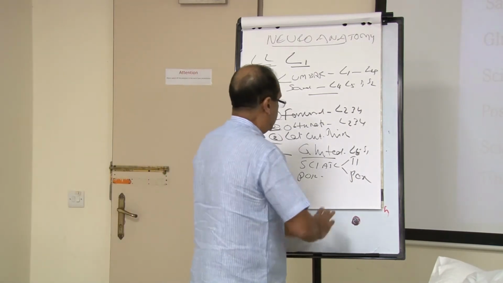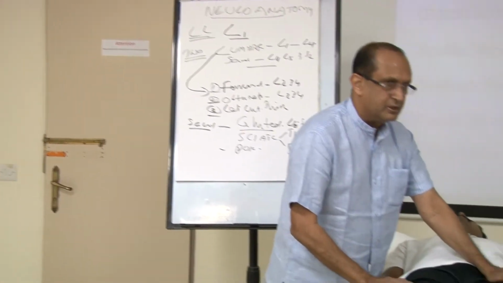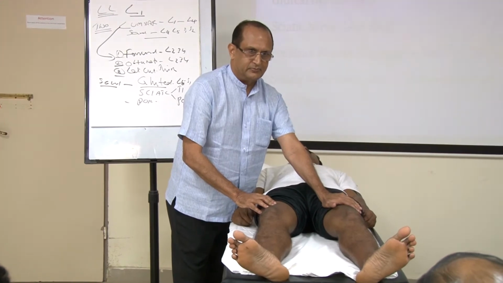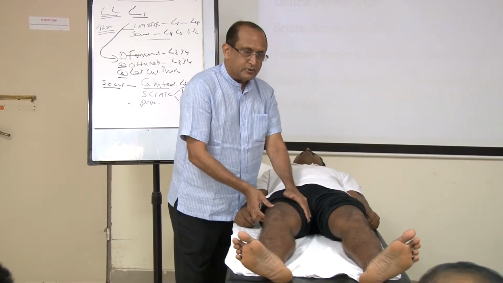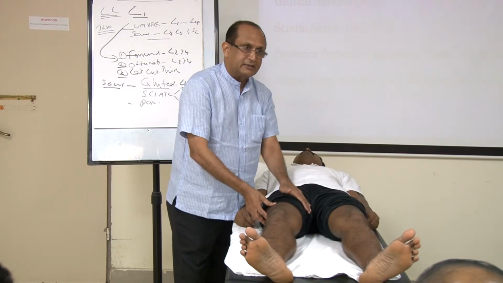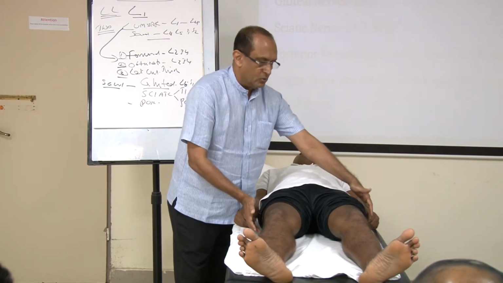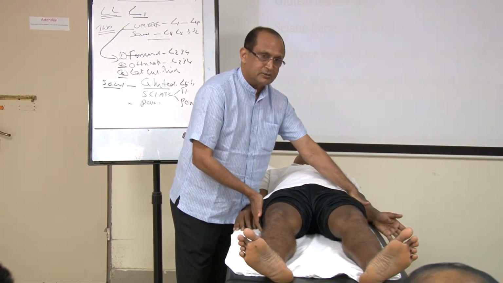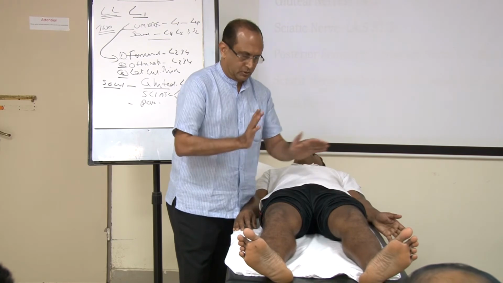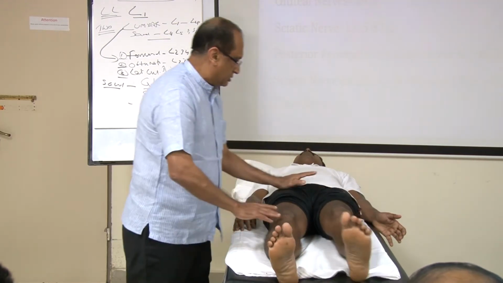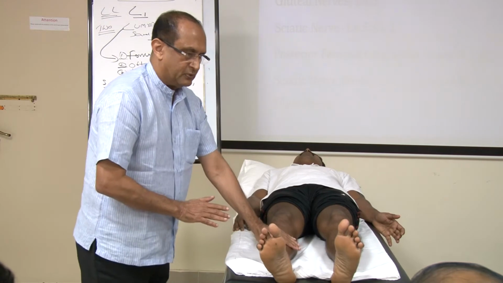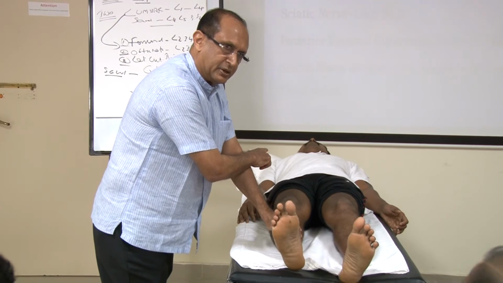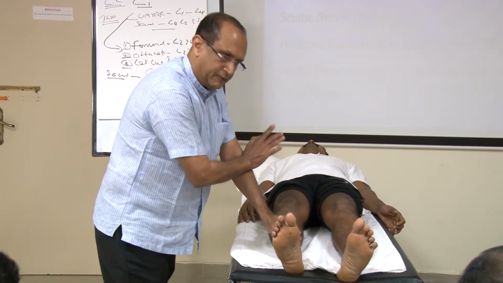So the femoral nerve supplies the hip flexors and the knee extensors. The obturator nerve supplies the adductors of the thigh. The gluteal nerve supplies the abductors as well as the hip extensors. So even without touching that region, you can check for the hip flexors. See, these are the hip flexors. This is L2, L3, L4.